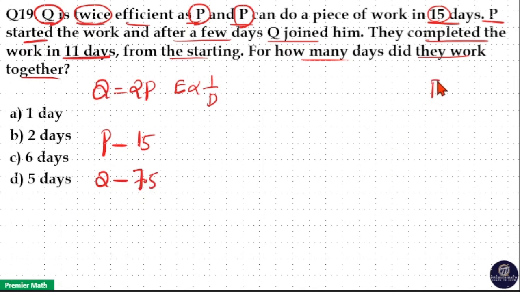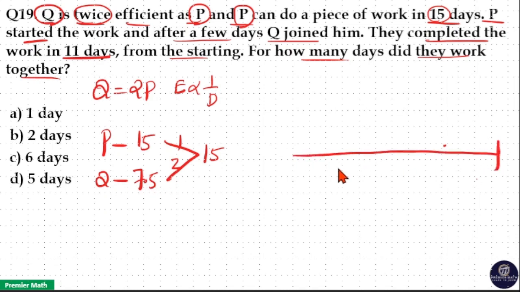If you take the efficiency ratio of P and Q, here if P's efficiency is 1 unit, then Q's efficiency is twice the efficiency of P. Then days ratio will be inversely proportional to efficiency ratio, that is 2:1. That is, if P takes 15 days to complete a work, then Q only takes 7.5 days to complete the same work. Here, work is same, so take the LCM. LCM of 15 and 7.5 is 15. 15 goes 1 time in 15, 7.5 goes 2 times in 15. That is, efficiency of P is 1 unit, efficiency of Q is 2 unit.